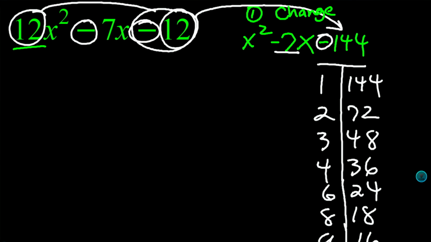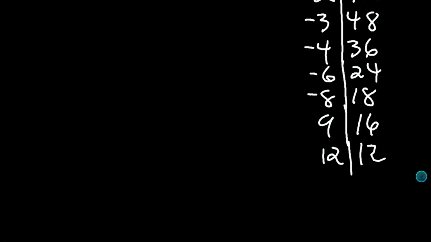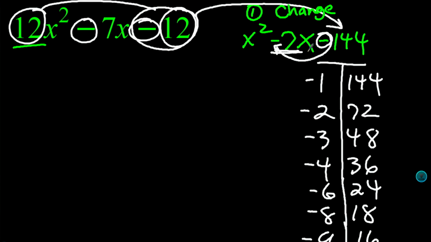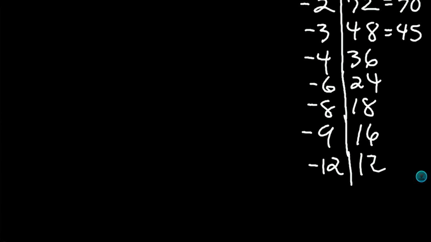Now remember, we're going to have to deal with this sign because we've got a negative in our middle term. So let's just go ahead and make this row negative for now, and we may have to adjust. But remember, our goal is to find the factors whose sum is our middle term. So if we add negative 1 and 144, that's going to give us 143. If we add negative 2 and 72, that's going to give us 70. If we add negative 3 and 48, that's going to give us 45. See, we're not really even getting close. So let's go on down.